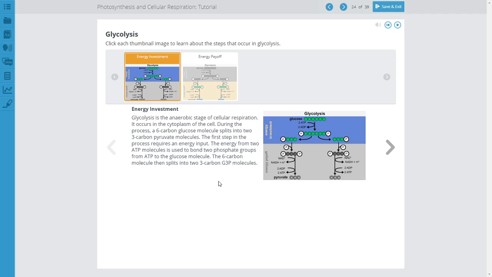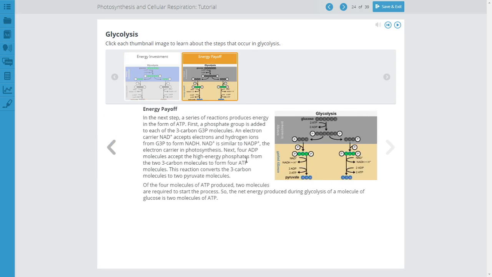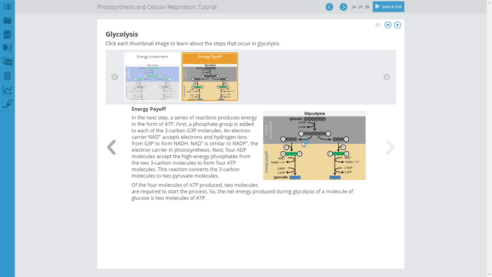But those 4 ATP, I put 2 in and got 4 out. If there was a machine where you could put in $2 and get out $4, would you do it? Yeah. Well, that's exactly what's happening here. We're investing 2 ATP and getting back 4, for a grand total of 2 extra ATP here, right? And that's the energy payoff. I put 2 in at the top and I got 4 out here at the bottom.